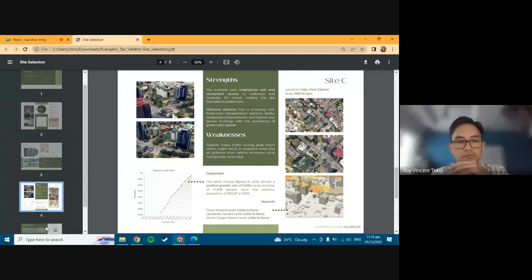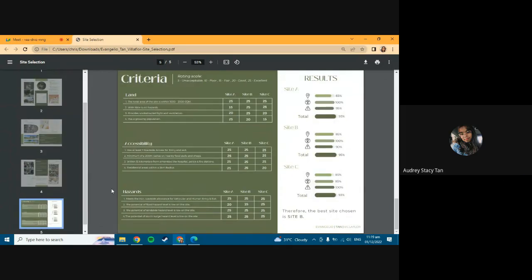Okay, next slide. As for the criteria, on the very top, we have the rating scale of 5 is unacceptable, 10 is poor, 15 fair, 20 good, and 25 excellent.